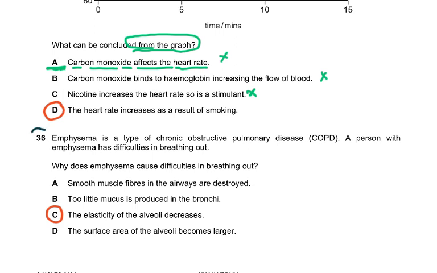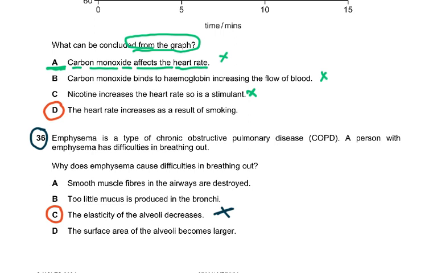Then coming to question number 36. Emphysema is a type of chronic obstructive pulmonary disease, COPD. A person with emphysema has difficulties in breathing out. Why does emphysema cause difficulties in breathing out? Because the elasticity of the alveoli decreases. The rest of this is all wrong. Smooth muscle fibers in the airways are destroyed. Too little mucus is produced. Well, that is nothing to do with emphysema.